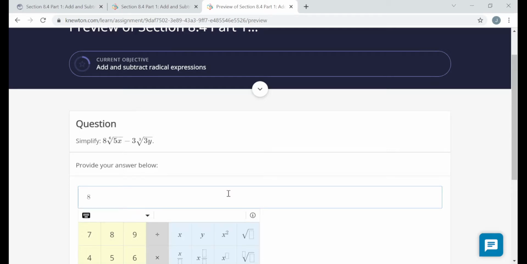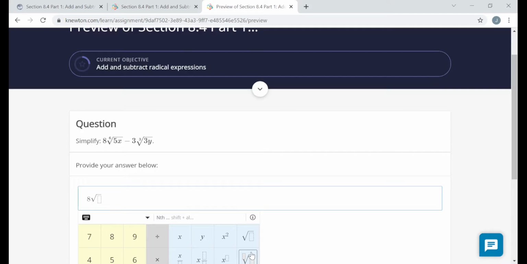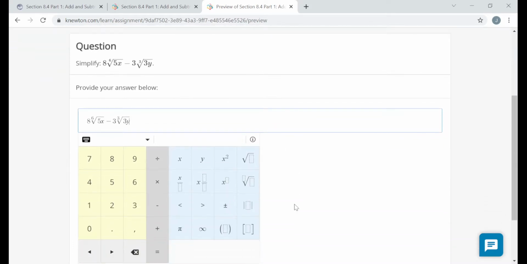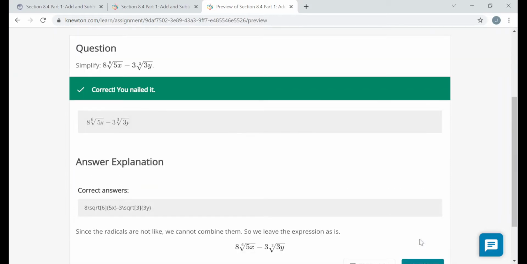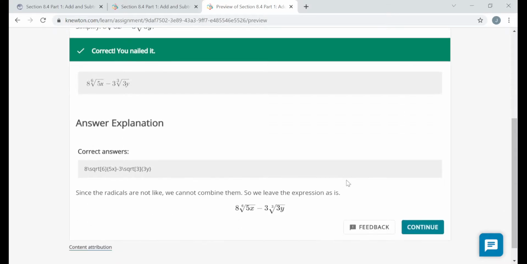8 times the 6th root of 5x minus 3 times the cube root of 3y. Just exactly what they gave me is already as simple as that's going to get. See? And once again, please see they mentioned the radicals are not like, we can't combine them. So you leave the expression as is. Okay, great.